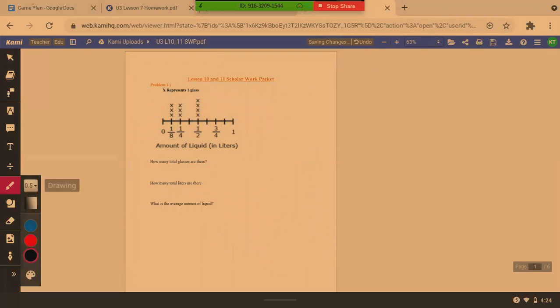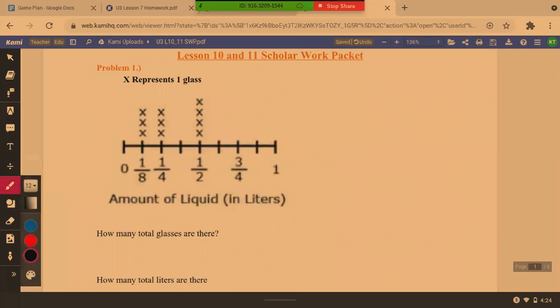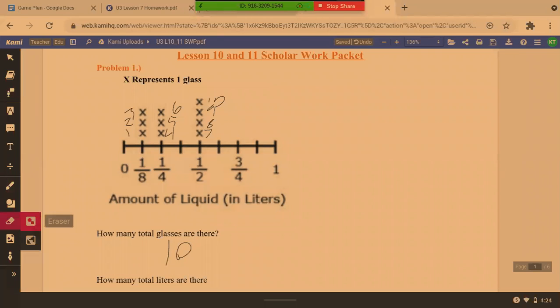Okay. And again, I'm gonna black out the irrelevant question to this unit. So this one should go pretty quickly since we already did the first one. How many total glasses are there? We just count the X's. 1, 2, 3, 4, 5, 6, 7, 8, 9, 10. 10 glasses.